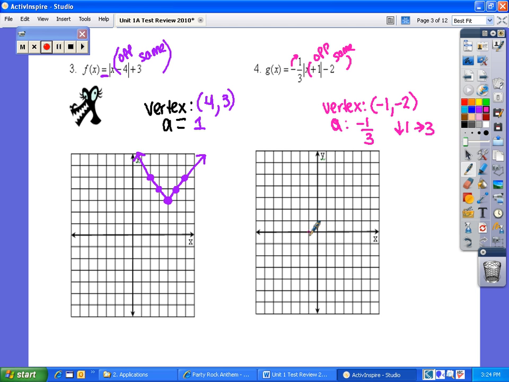So go left 1 and down 2 and make a dot. That's your vertex. After you make your vertex, you're going to go down 1, right 3, down 1, right 3. Don't connect the dots in this way because we have to make our V formation, so just go the other way. Down 1, left 3, down 1, left 3. And then when you're done, just connect the dots, making sure that you have a V. Alright, so that concludes, oh no, we got 2 more graphs, alright.